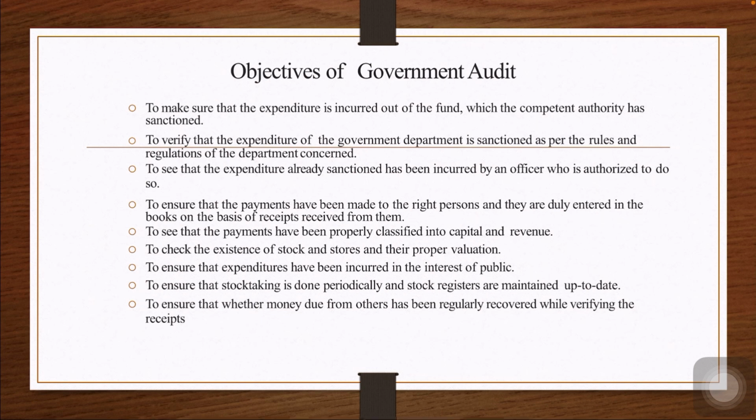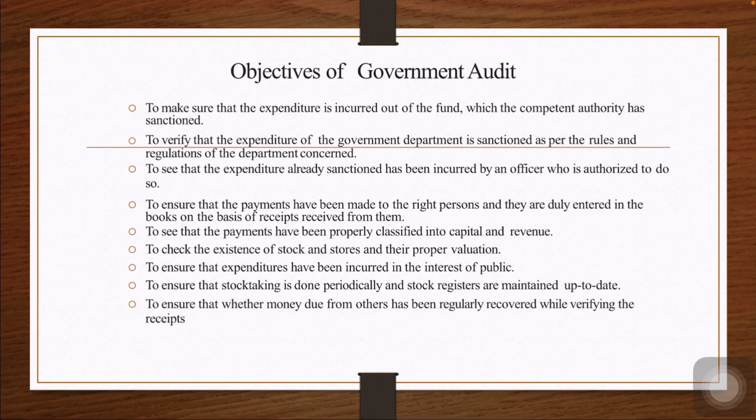So these are the objective of government audit. So basically objective ni sangat panjang, dia ada banyak lah kan. So you boleh go through one by one. So the first one is to make sure that the expenditure is incurred out of the fund which the competent authority has sanctioned. Maksudnya segala perbelanjaan yang telah diluluskan tu, kita nak tengok adakah perbelanjaan tu betul-betul dilakukan, berlaku tak perbelanjaan tersebut, and then untuk kerajaan sebelum buat sesebuah pembelian dia perlu dapatkan tanda tangan. So adakah ada tak dapat tanda tangan daripada competent authority to do the purchase.